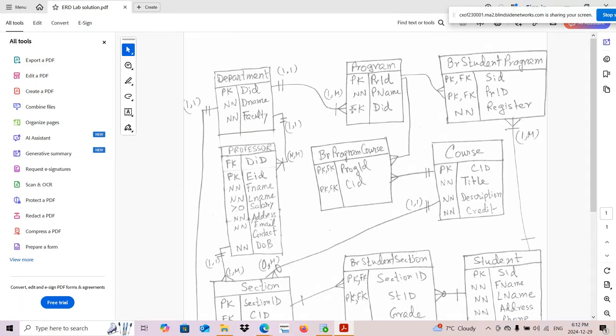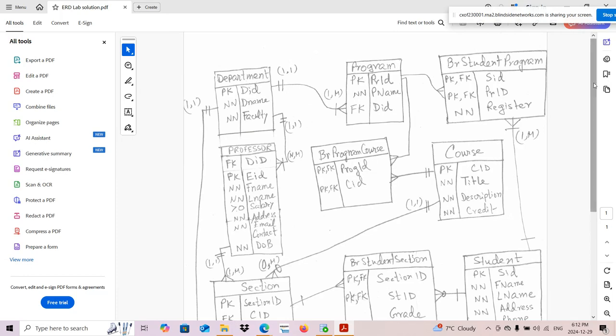Now the primary key of one side will always go to the many side as a foreign key. So department ID coming here. It means whatever data you insert in this column must already exist in the parent table's primary key column, right? In this relationship, this is parent, this is child. Okay? You cannot insert a department ID that doesn't exist here, right?